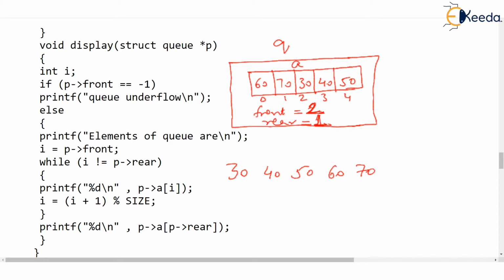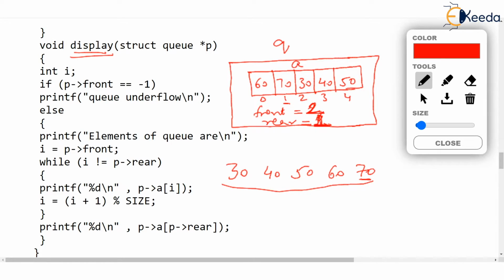Rear is 1, as you see. Just check that. Value of rear is 1. So 70 is the final element. So if you are displaying the queue, then the output should be this: 30, 40, 50, 60, 70. Isn't it? Going from front to rear in the circular queue. Okay. So let's see if we are executing this.